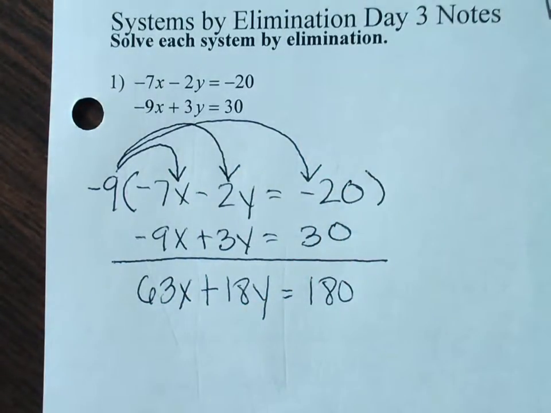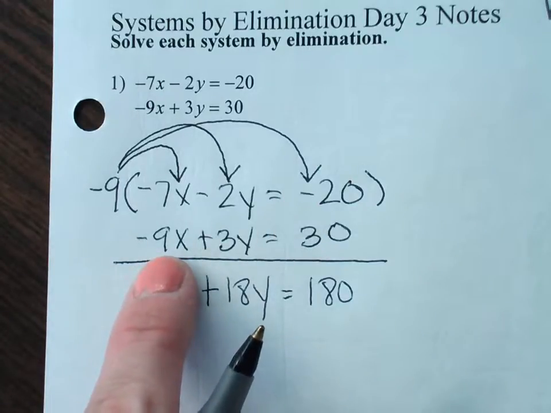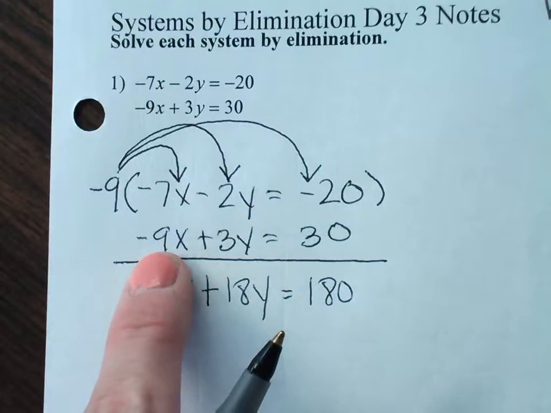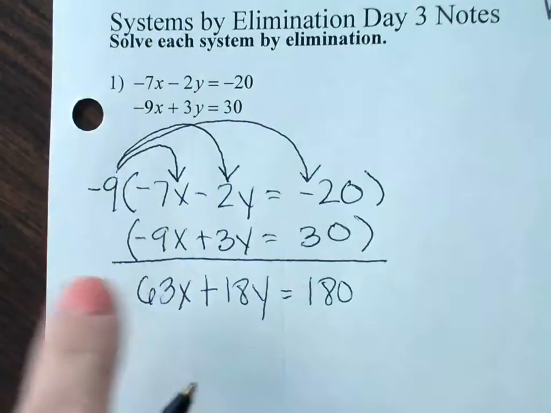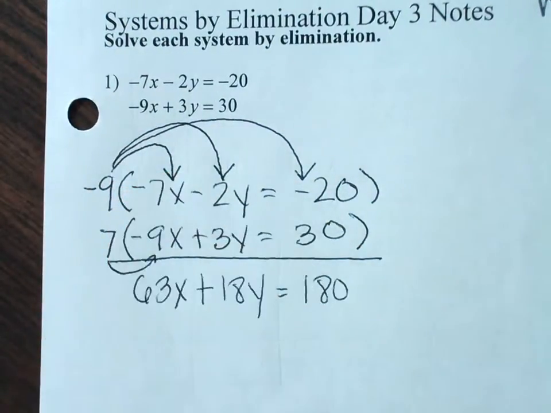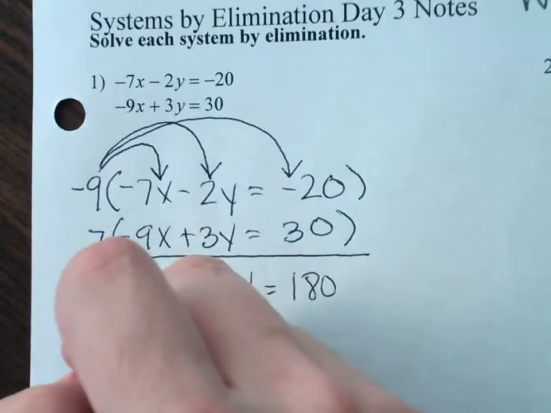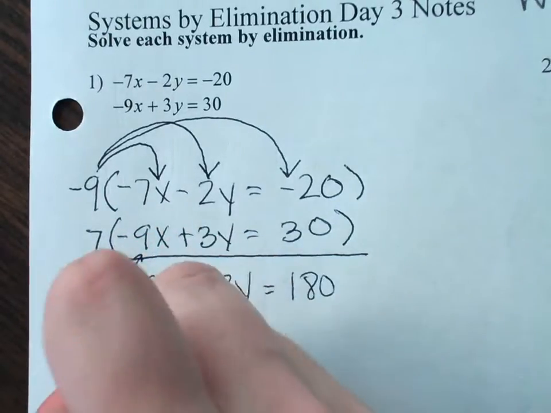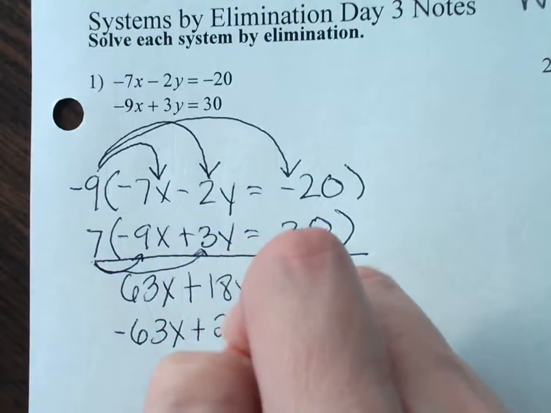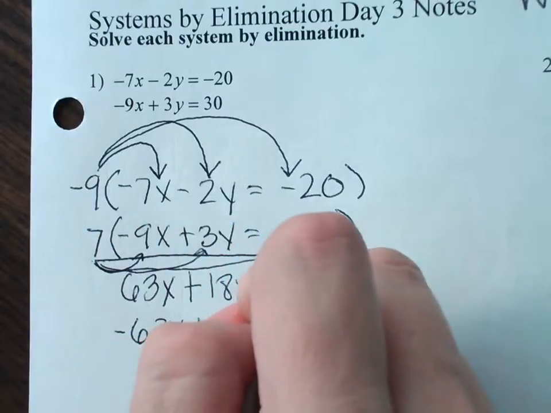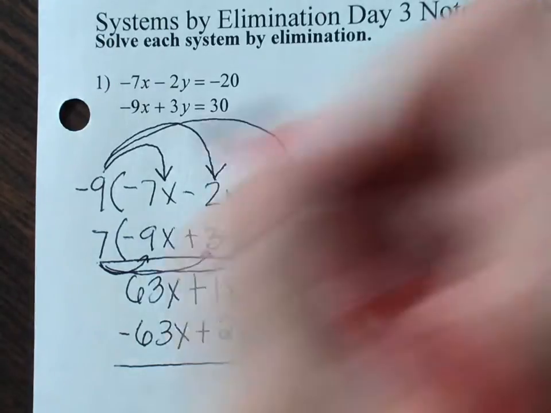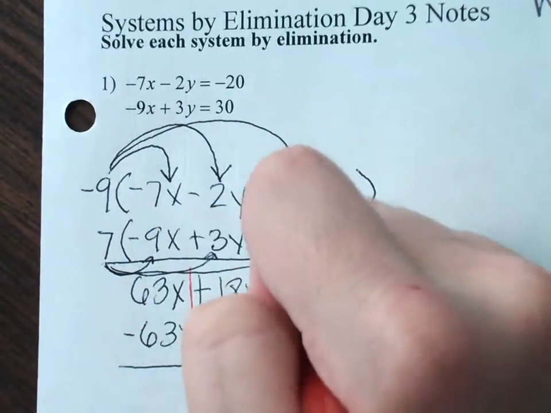So now, since we chose to make our x values cancel, we need to make this the opposite of positive 63x. So I need to make this a negative 63x. So 9 times 7 is 63. So we distribute. 7 times negative 9x is negative 63x. 7 times 3y is a positive 21y. And 7 times 30 is 210. Time to make my columns.